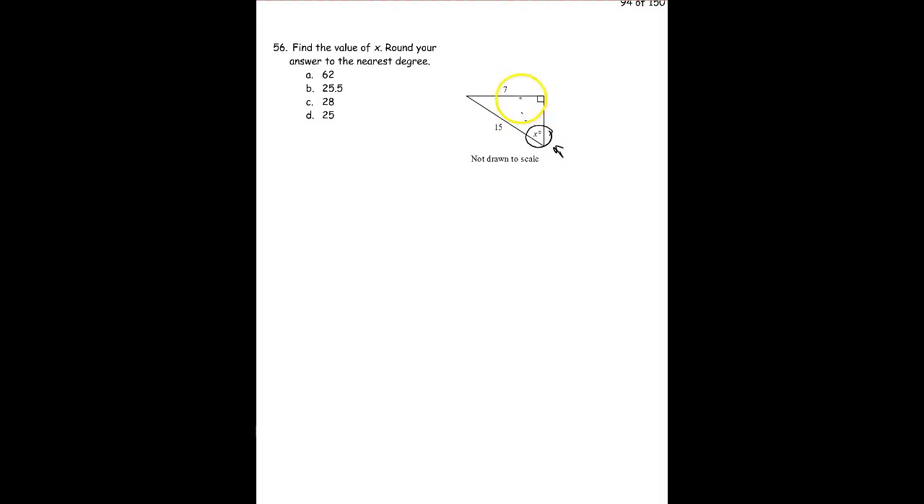What do we have? Well, we have the opposite side, and then we have the hypotenuse. And so when we think about SOHCAHTOA, we have an opposite and a hypotenuse. Looks like sine is what we're going to want to use. So we're not going to use cosine, we're not going to use tangent. Sine of this unknown angle, x degrees, is going to be opposite over hypotenuse, which is 7/15.